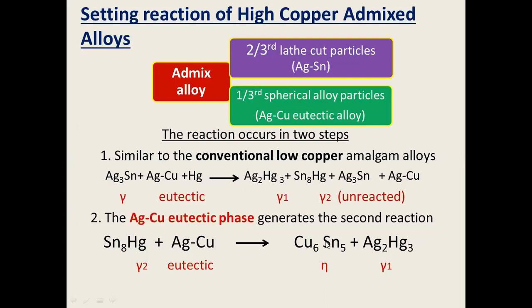So this gamma 2 phase gets eliminated and in addition there is a formation of silver mercury, that is gamma 1 phase. Now these eta phases are formed as a halo around the unreacted eutectic alloy, silver copper. This copper tin eta phase is formed as a ring, a halo zone around the unreacted silver copper. This eta phase will form only when the copper concentration is above 12%. At least 12% copper should be there, otherwise the eta phase will not be formed.